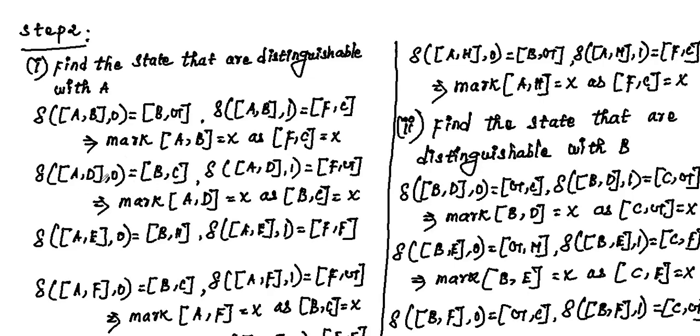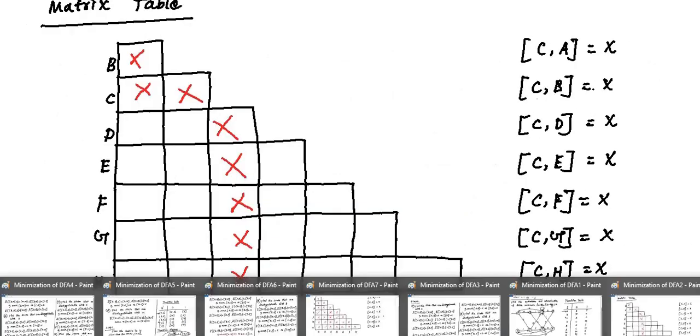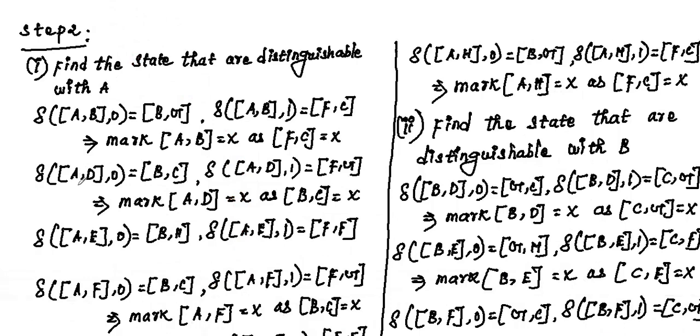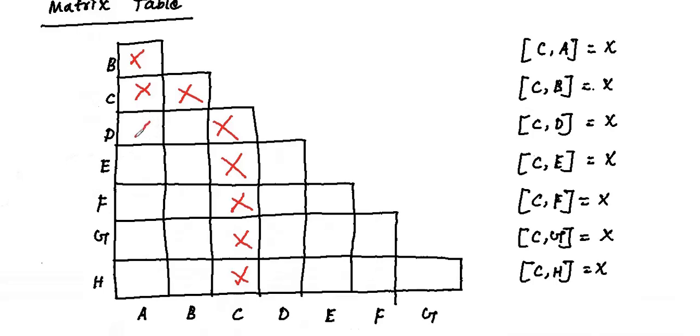If you have already put a cross mark on any one of the answers, then here you mark A comma D as a cross mark. In this, AD 0 is BC, AD 1 is FG. We already put a cross mark C comma B in the first step. C comma B, B comma C, both are the same. So here you write B comma C is a cross mark, then mark A comma D equal to cross mark because B comma C is a cross mark. So A comma D is a cross mark. Here you put cross mark.